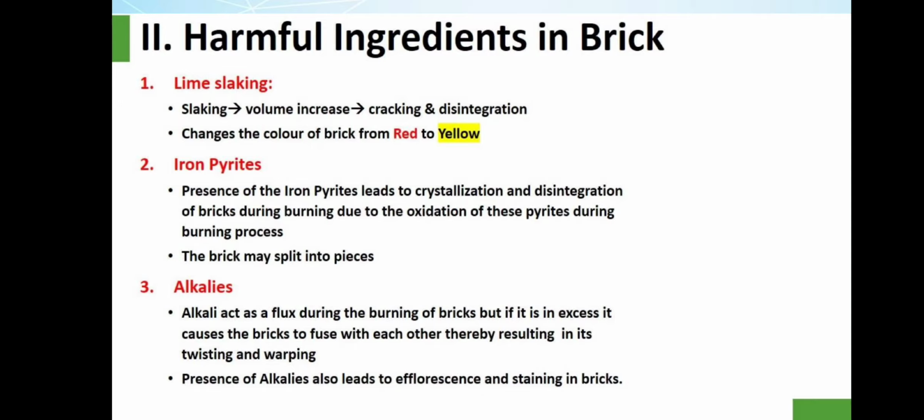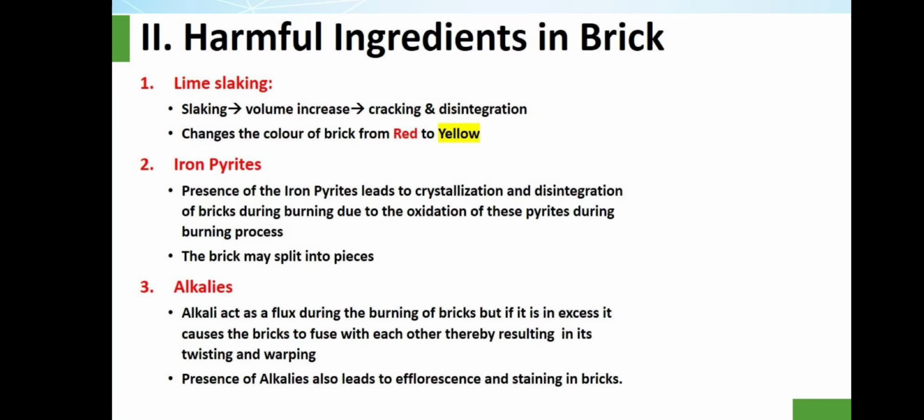Harmful ingredients in brick. Lime. First, lime slaking. Slaking increases volume, causing cracking and disintegration. It changes the color of bricks from red to yellow. Second, iron pyrites. Presence of iron pyrites leads to crystallization and disintegration of bricks during burning due to the oxidation of these pyrites during the burning process. The brick may split into pieces.